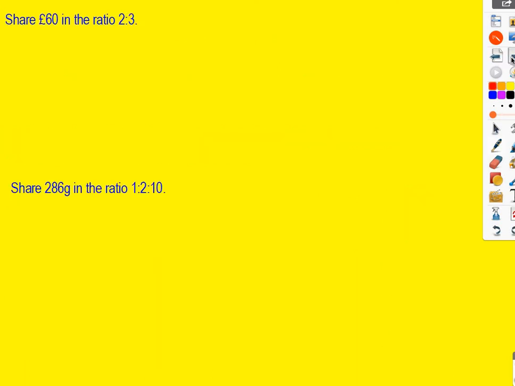And let's do another few questions. The same thing, we're going to go through the 3 stages. So stage number 1 would be to add the values in the ratio. In this case we've got 2 and 3, so 2 plus 3 gives me 5 parts. I need to split £60 into 5 parts, and that's what I do with stage 2.